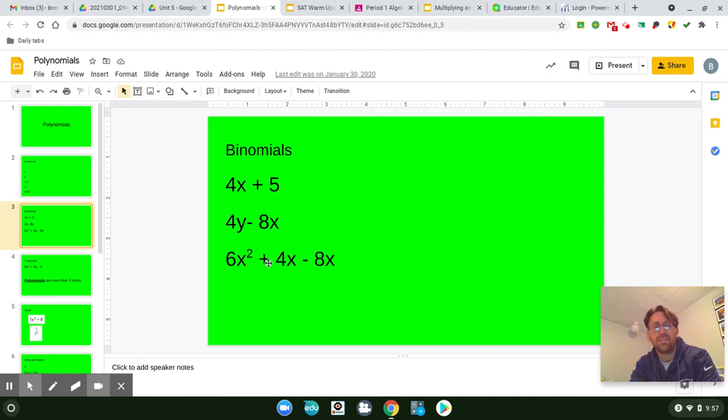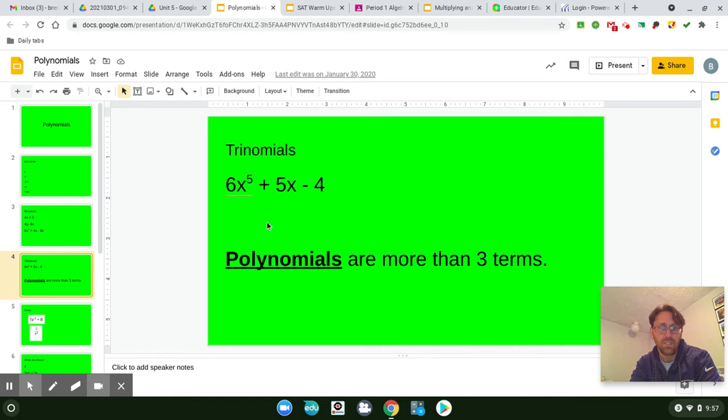Now, the reason why this is a binomial is because you can combine the 4x and the negative 8x, right? 4x minus 8x is negative 4x. So that's why that one's a binomial. It's not simplified. Here's a trinomial. Tri means 3. 1, 2, 3. Okay, 3 terms that you can't simplify. And then anything else that has more than 3, you would consider a polynomial.